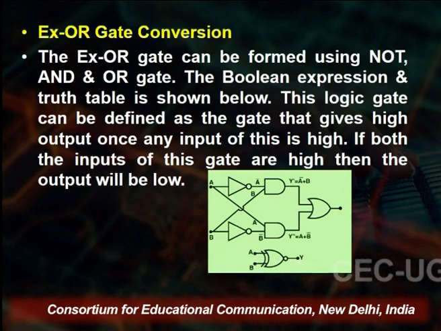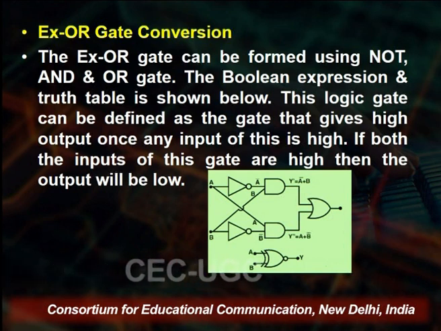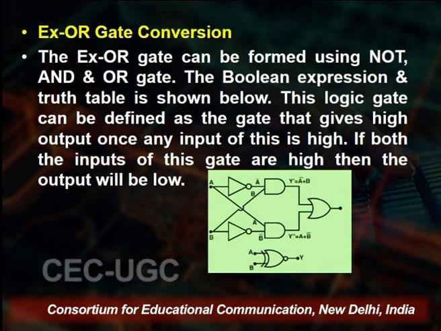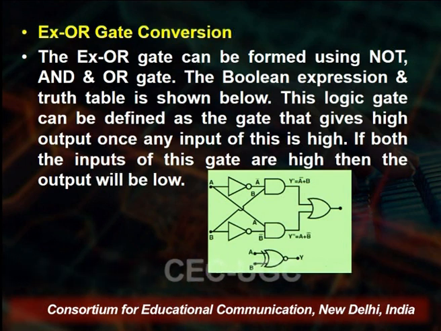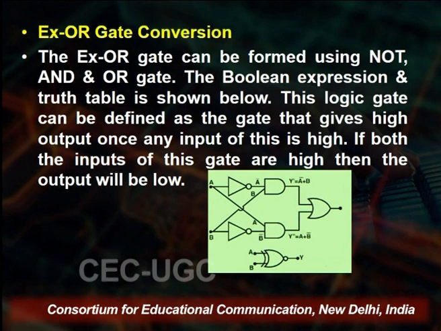XOR gate you can see. Now this is the basic conversion. You see, first we take the inverted input, after that one input will go inverted into one of the AND gates. So the XOR gate can be formed using NOT, AND and OR gates. We can prepare the XOR gate by using the NOT gate, AND gate and OR gate.